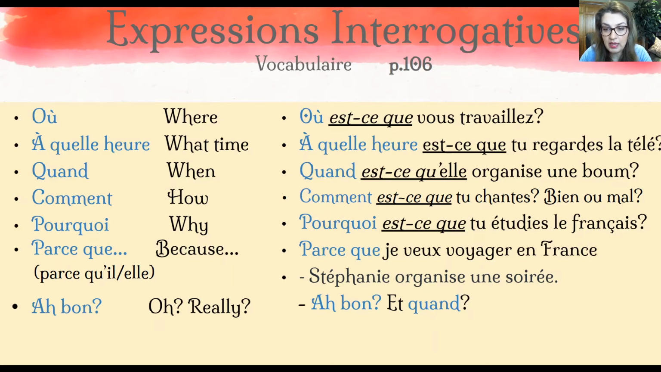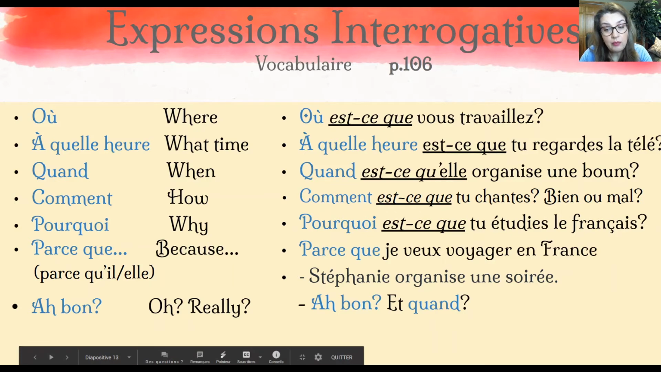Remember, this sentence has a subject, verb 1, and verb 2. Verb 1 is conjugated, and verb 2 is not conjugated, and it ends with an ER in this case. Because I want to travel to France, parce que je veux voyager en France. Let's look at this little dialogue. Stéphanie organise une soirée. Meaning, Stephanie organizes a party. Somebody could answer, ah bon? Or really? Et quand? And when is that?